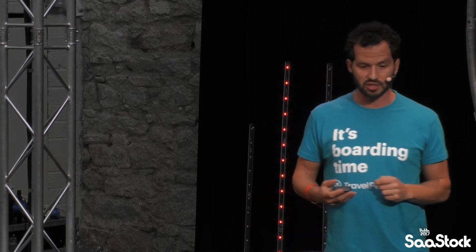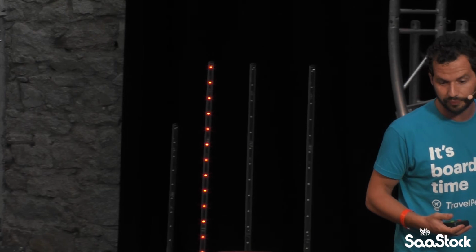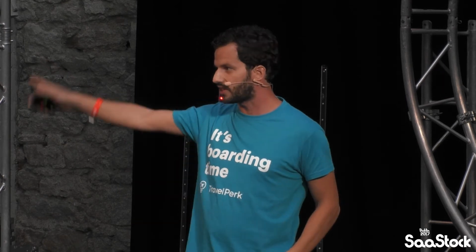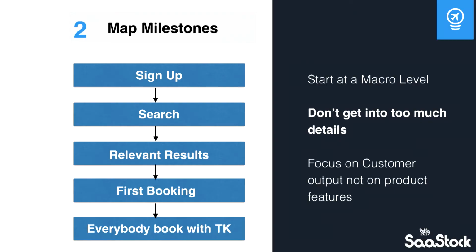But what's really interesting is then to map the milestones. Start at a macro level. Of course, every single one of these steps is probably divided into another 20 different steps, and you can use a lot of really good tools to map them. But start at a macro level. What are the key milestones to go from one success to another?